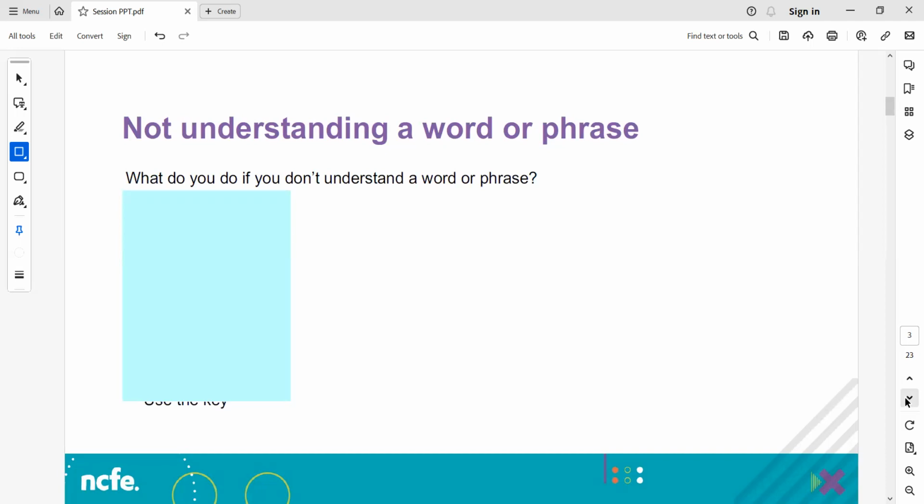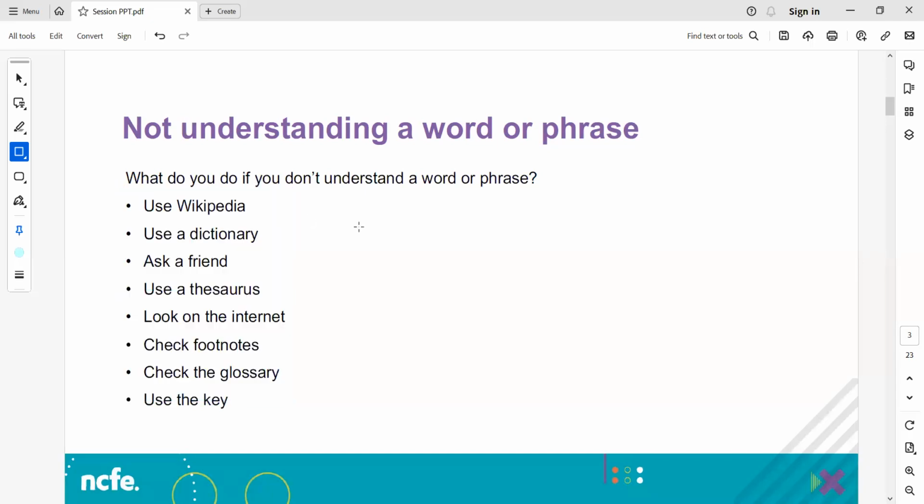So if you come across a word or a phrase when you are reading a text, what do you do? What would you do if you didn't understand a word or phrase? Can anybody suggest what they might do? Use a dictionary. Yeah, use a dictionary. Anything else that you could do? Or Google. Yeah, Google. Good.